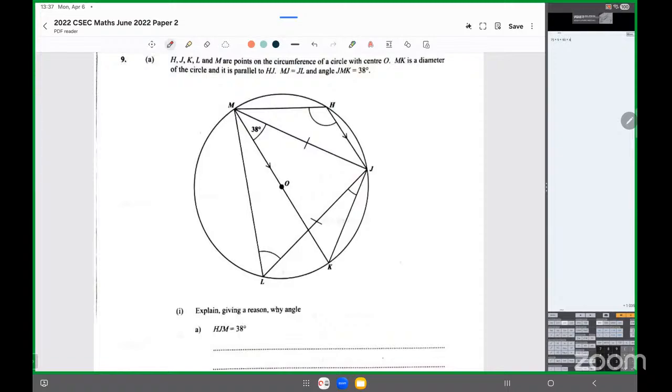Then it says these two lines are parallel. It says the diameter is parallel to HD. So once you see parallel lines, you're thinking of Z angles. And the parallel lines are indicated.